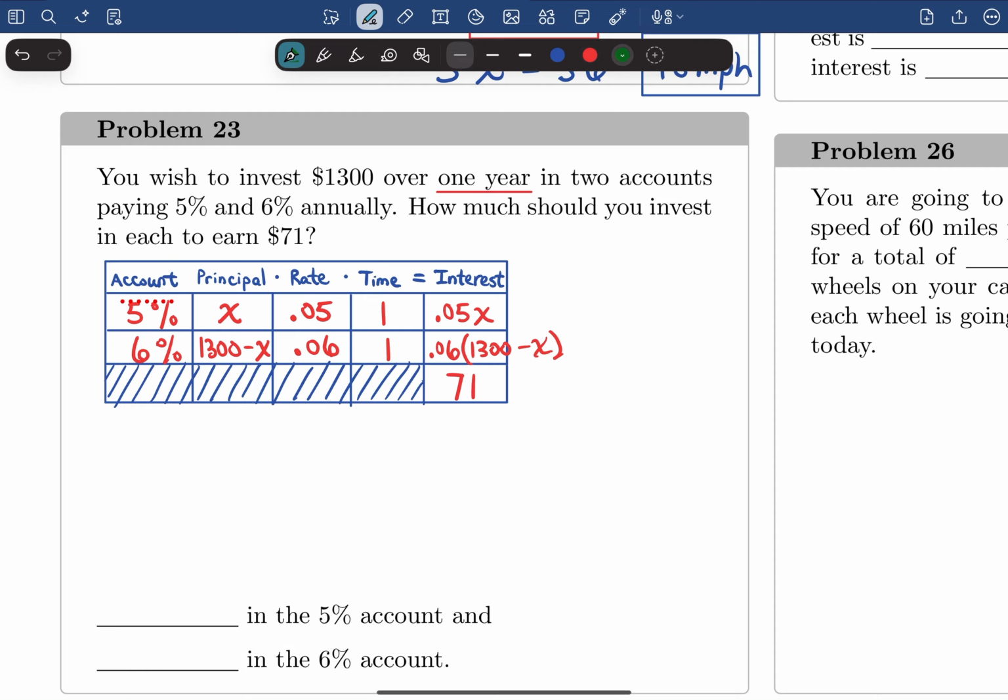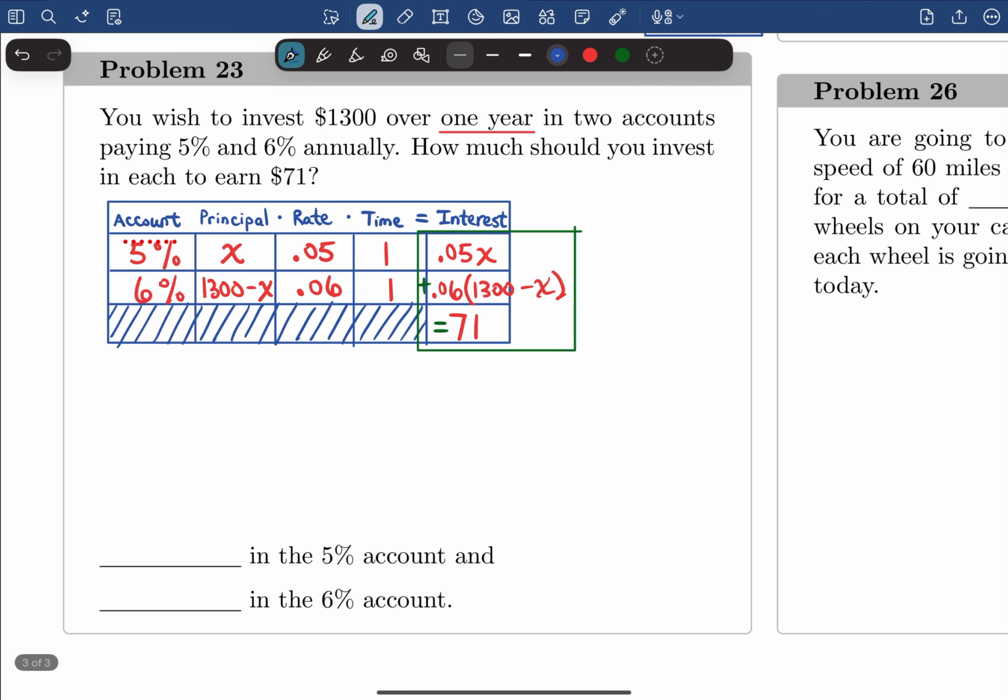Now, this is the important column of information to help us set up an equation to solve, because we're going to add the two accounts together and set them equal to the total interest. Okay, so now we have an equation. I'll write it out. 0.05x plus 0.06 times 1,300 minus x equals 71. Now, you're going to work on your solving skills, right? So we just start solving.